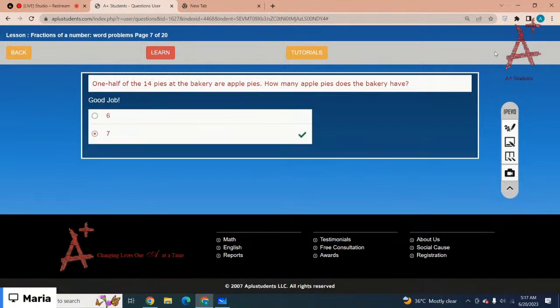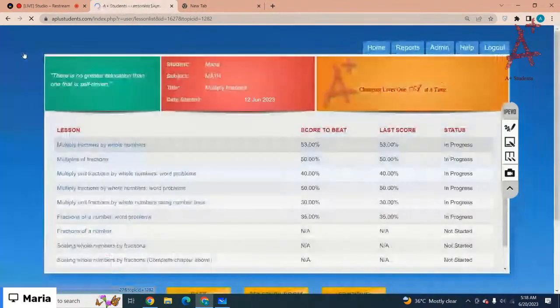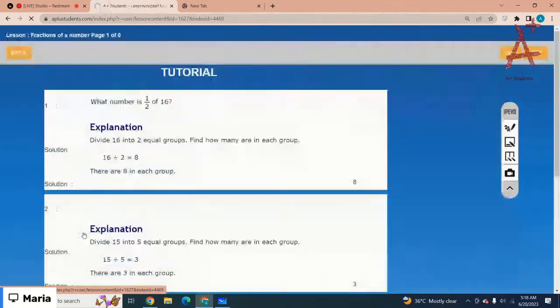Okay, you can complete the test by yourself later today. Let me just move on to the next lesson. The next lesson is fractions of a number. We are done with the word problems. Now we have simple questions for the fractions of a number. You have to do the same thing we are doing, but now we don't have the word problems.